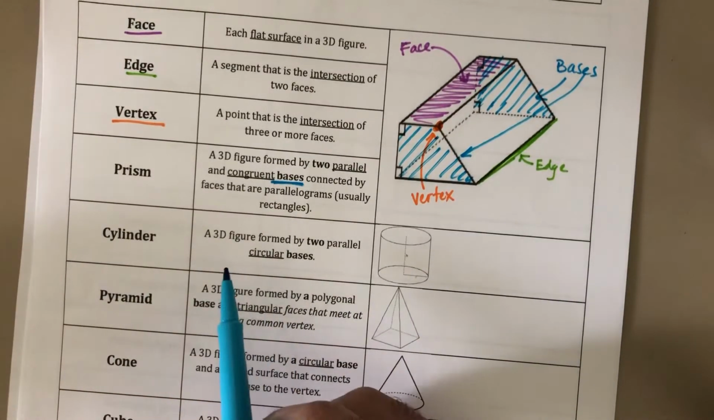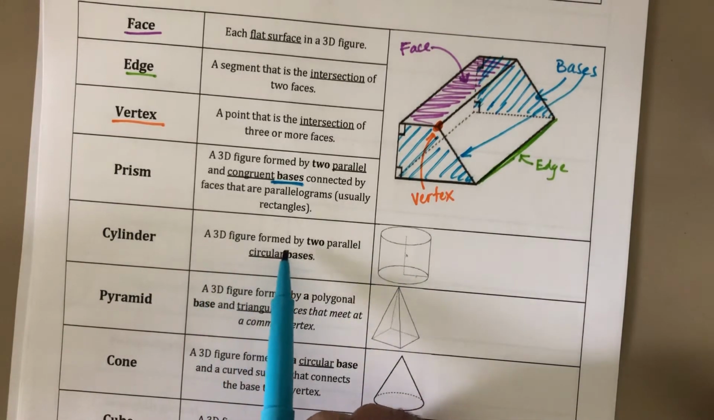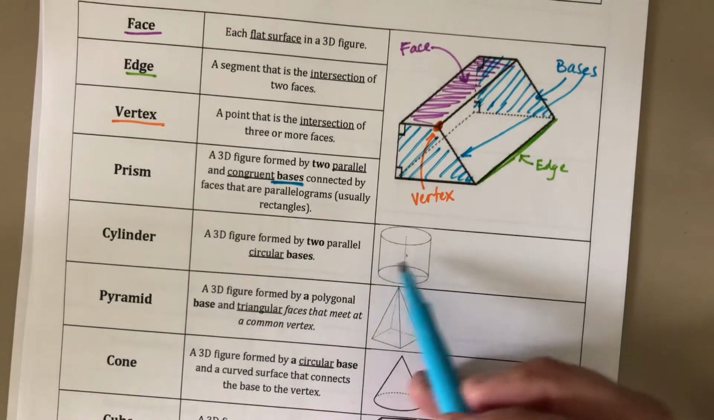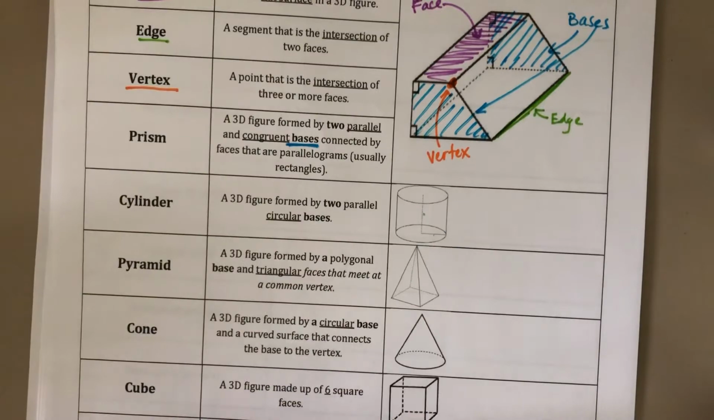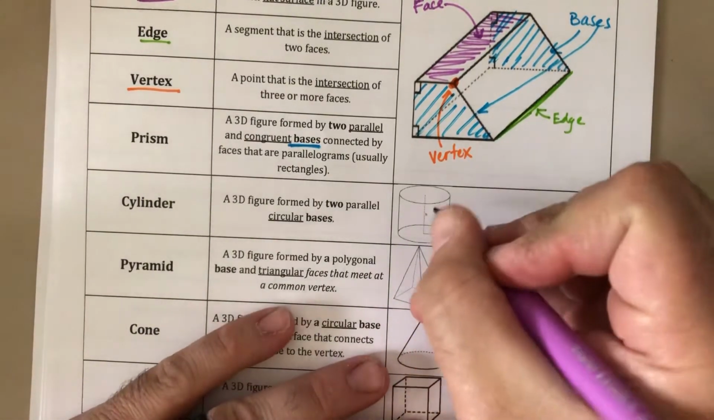Okay, we're going to see some cylinders. A cylinder is a 3D figure formed by two parallel circular bases. So you've got the two circle bases. Inside of that, you can't see them too well, they're super tiny, but there's a little h there for height.